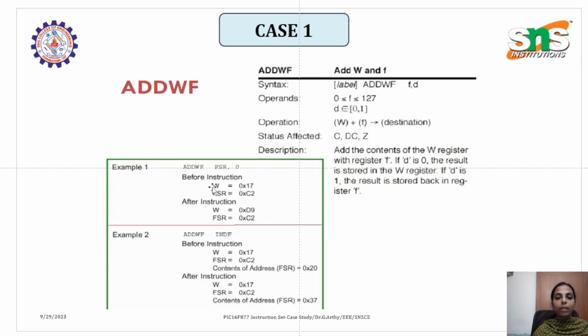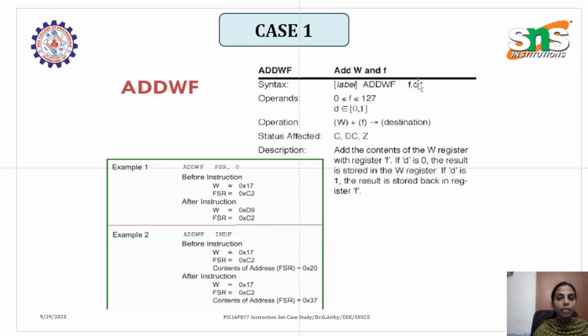So now let us see. In the W register, a value of 17 is assigned, and the file register has the value C2. After addition, 17 plus C2 gives D9. It is obvious. So how and why this D9 will be stored is, as the instruction says, it has to be stored in the working register because D is equal to 0.